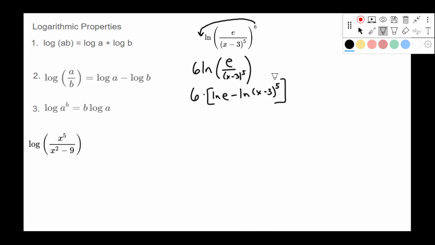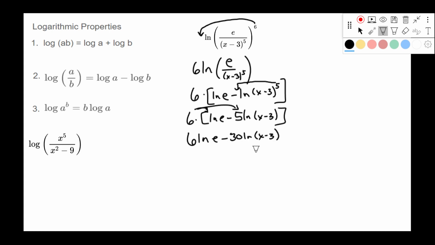Okay, now this 5 can be brought in front. I won't distribute the 6 yet. I'm going to do it in a minute. I can take this 5, put it in the front, but remember the 5 only now belongs to the x minus 3. It doesn't belong to the e. So the 5 can come in front only in front of that second natural log, x minus 3. Okay. Now, I can distribute the 6 if I'd like. Let's do that. We'll distribute that in. 6 ln e minus 30 ln x minus 3. Ln, well, let's come over here first. This is a common mistake. Natural log of x minus 3.